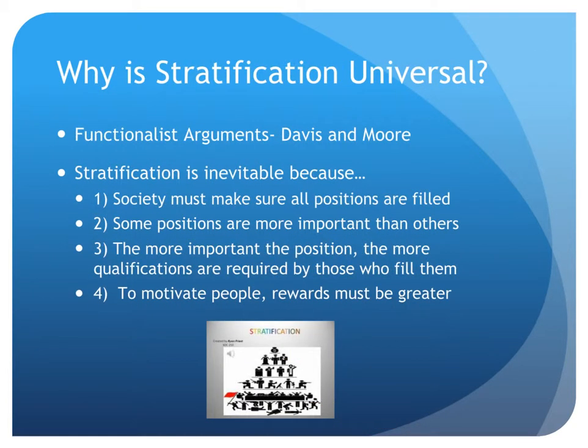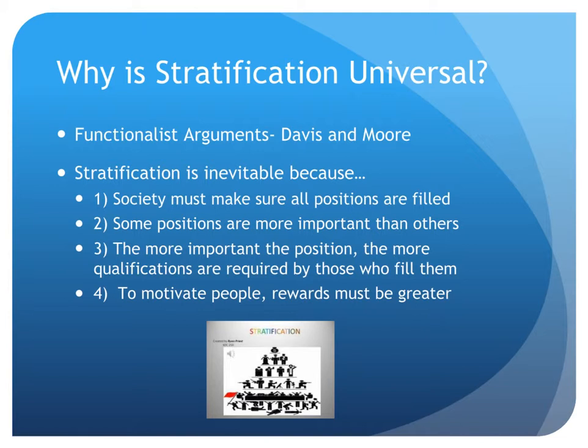One of the obvious questions about stratification is, is it universal, and why so? Many sociologists have argued that stratification is universal. The structural functionalists were the first to tackle this argument, and though their argument has in the end been discredited, it's important to take a look at what it was. Davis and Moore argued that stratification is inevitable, or will definitely happen, because, first of all, we need all of our important positions filled.